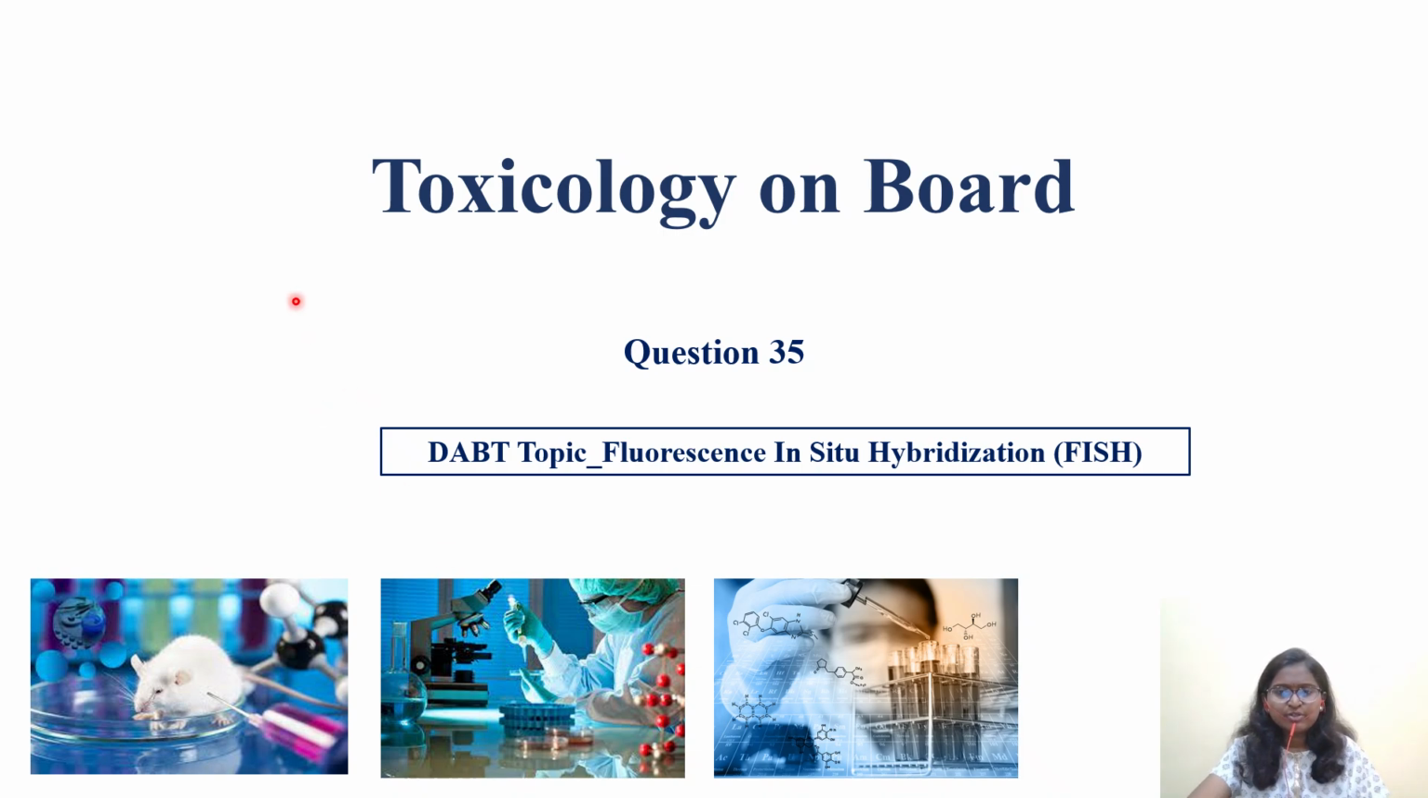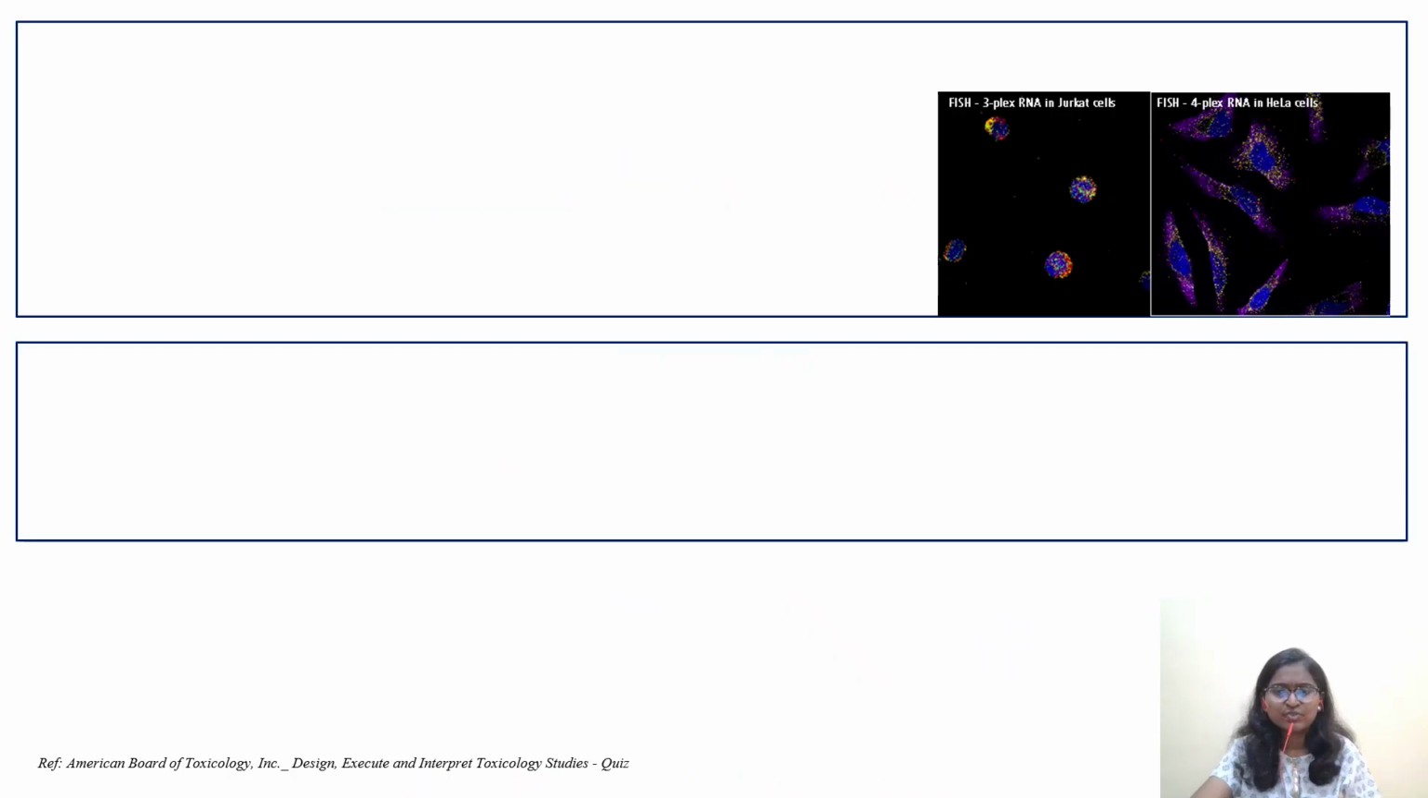In this video, we will be learning about the topic fluorescence in situ hybridization, the FISH technique. In the last video we were talking about the northern blotting technique. So these two video questions are related to the type of assays which are used to identify certain kinds of damage. So let's see what FISH is. What is the question with respect to this particular concept?